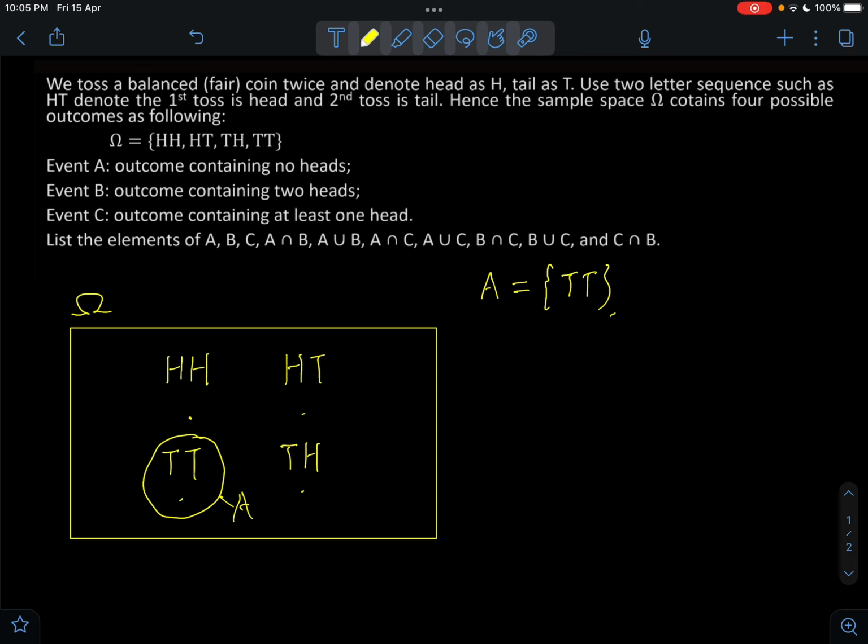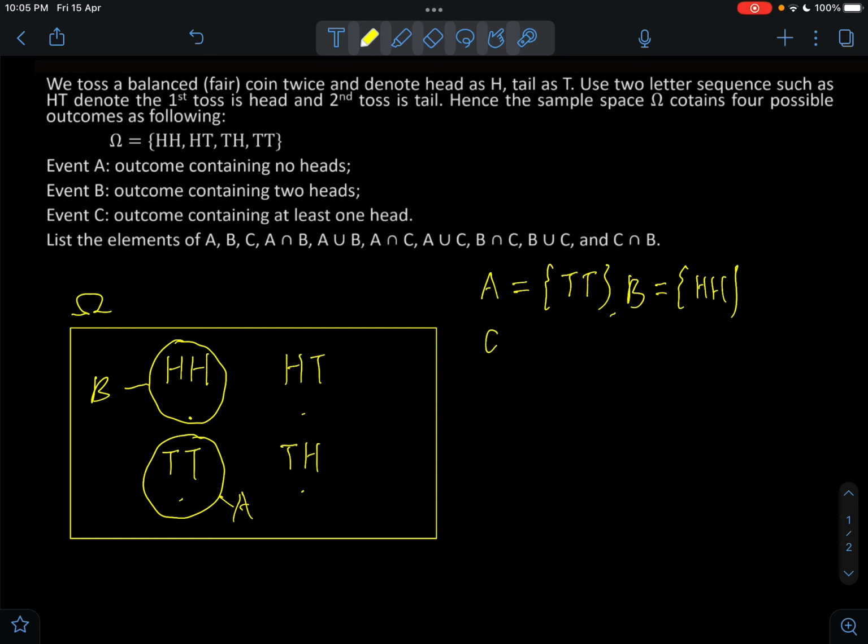Then we look at event B. Event B says the outcome contains two heads. Looking at the sample space, only this outcome contains two heads. So this is event B, and we can write down event B as HH.